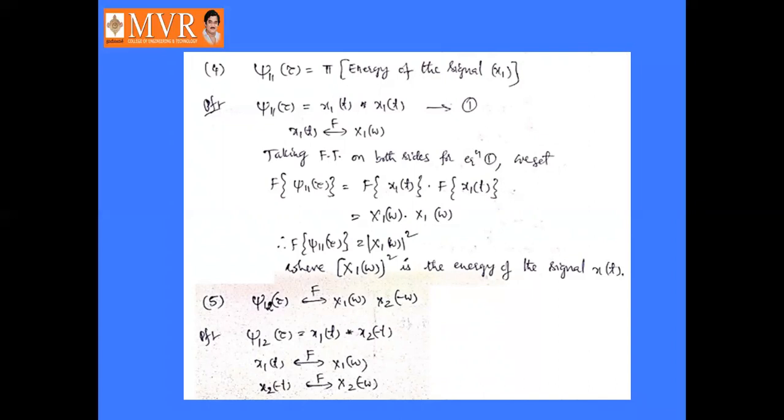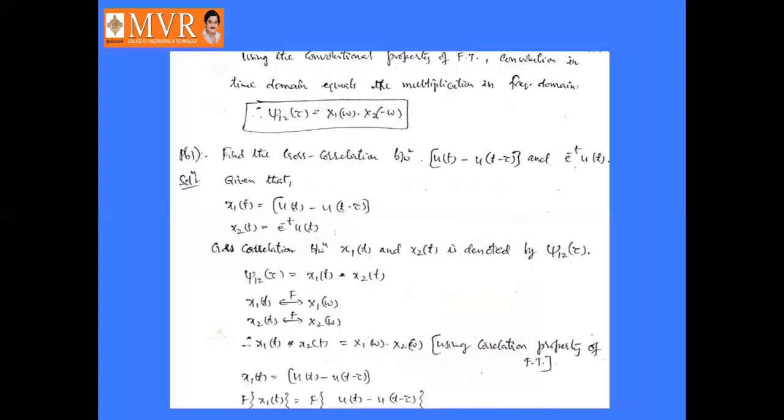Suppose we take phi 12 of tau equal to x1 of t convolved with x2 of minus t. The Fourier transform of x1 of t is X1 of omega, and the Fourier transform of x2 of minus t is nothing but X2 of minus omega, right? So using the convolution property of the Fourier transform, convolution in the time domain equals multiplication in the frequency domain. So J12 of tau is equal to X1 of omega into X2 of minus omega, right?